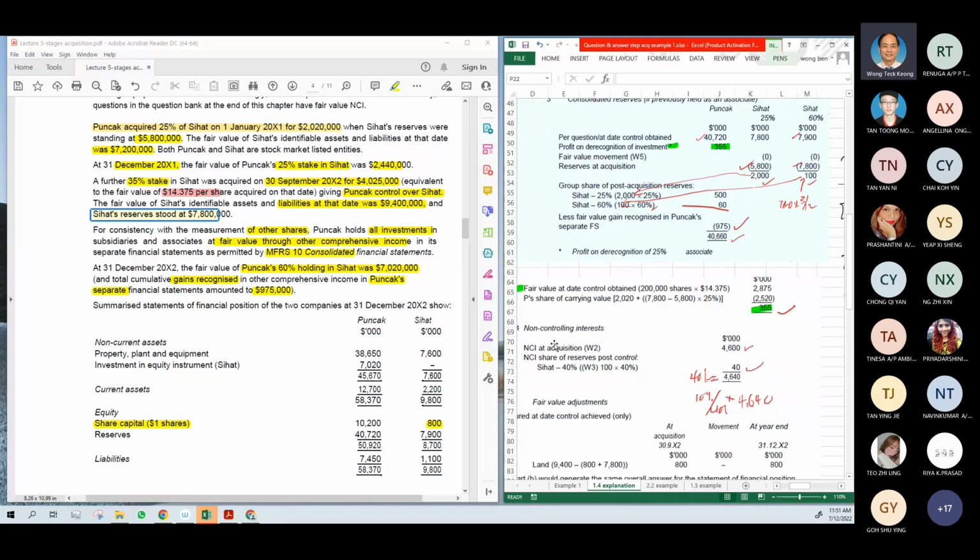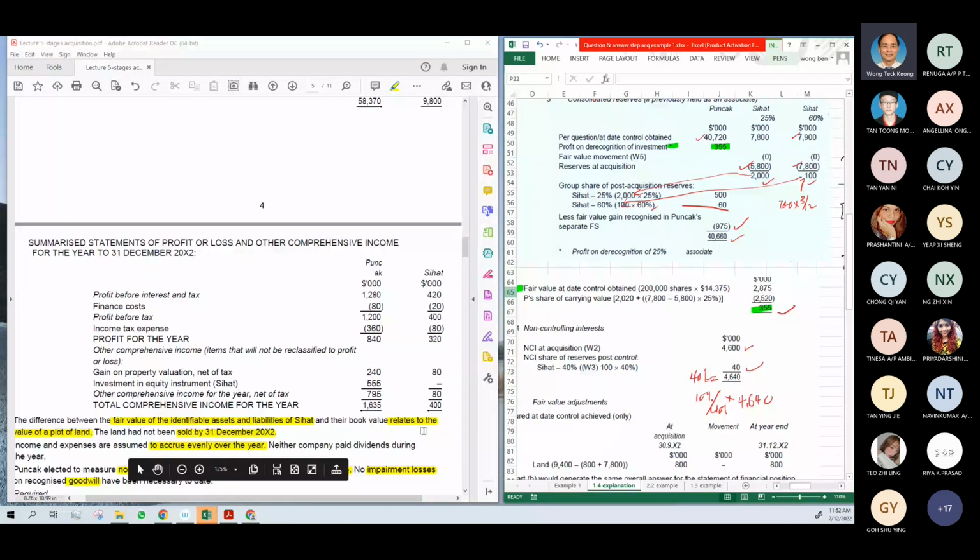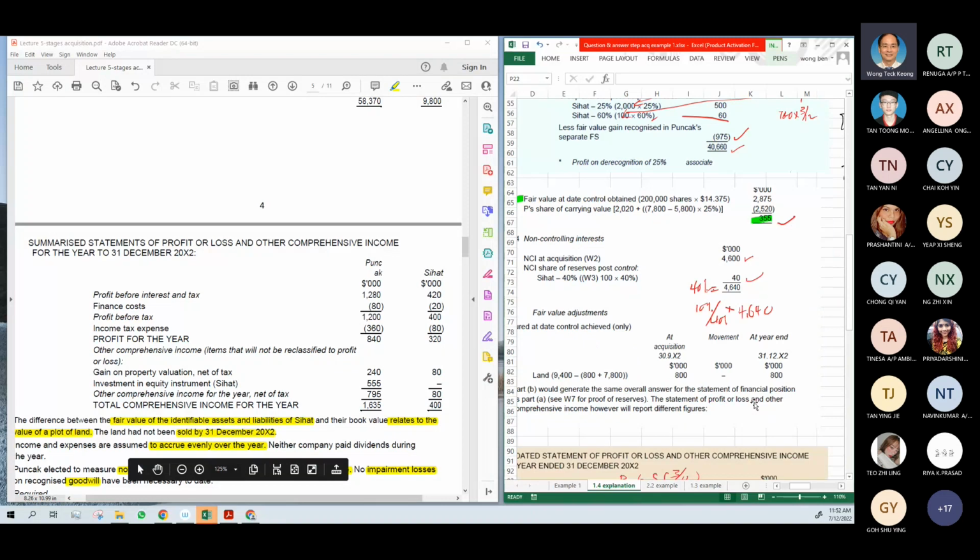So the NCI at acquisition, 4.6, is how you computed it when you computed the goodwill. So for the balance of 3 months, you can share 40% of the profit. So 100,000, 40% of it, 40. 100,000 out of the 400, 3 over 12 of the 400. Then the fair value adjustment 800, just how we have computed the balancing.